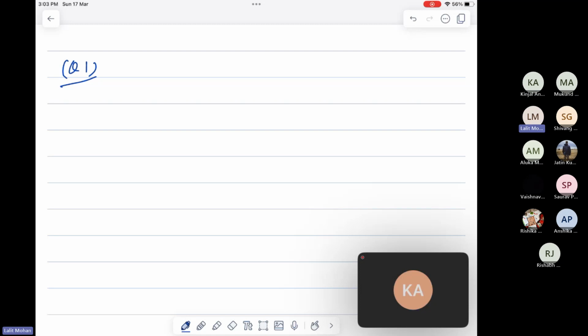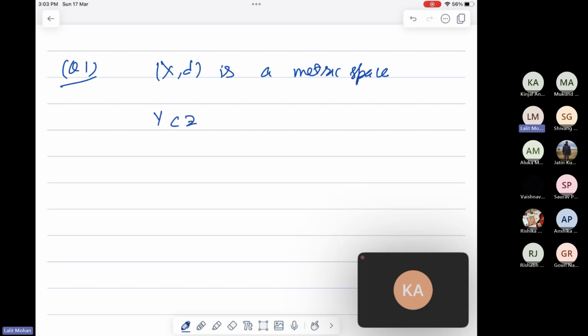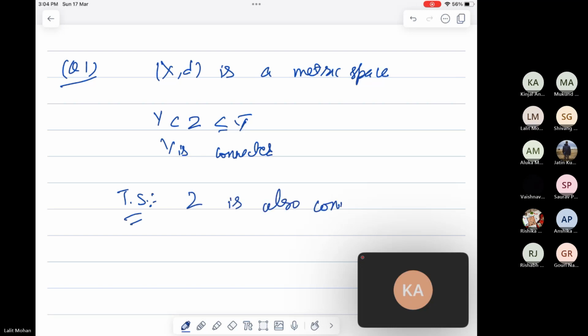So first question, it is given that (X, d) is a metric space. It is given that Y and Z are both subsets of X, such that Y is contained in Z, which is contained in Y closure. It is given that Y is connected. So we have to show that then Z is also connected. So any idea how to prove?